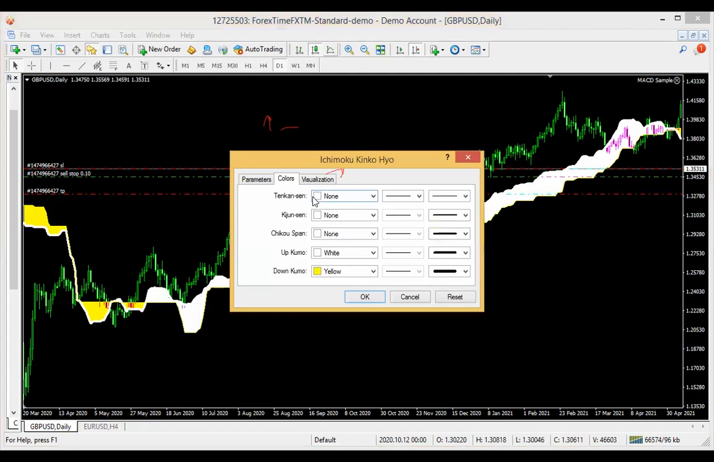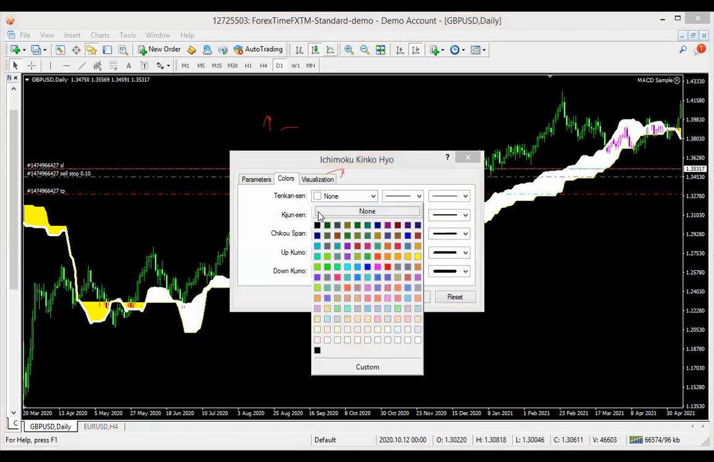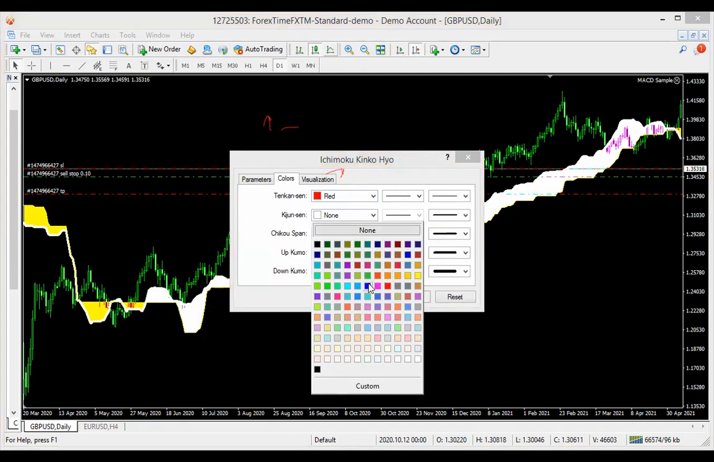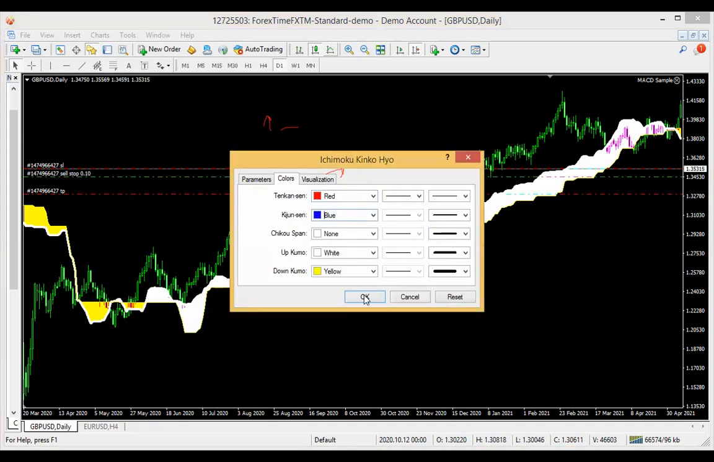This one is called Tenkan-sen. This is the fast indicator, okay? This Tenkan-sen is the fast indicator, and this Kijun-sen is the slow indicator, okay? The fast indicator will cross above the slow indicator.